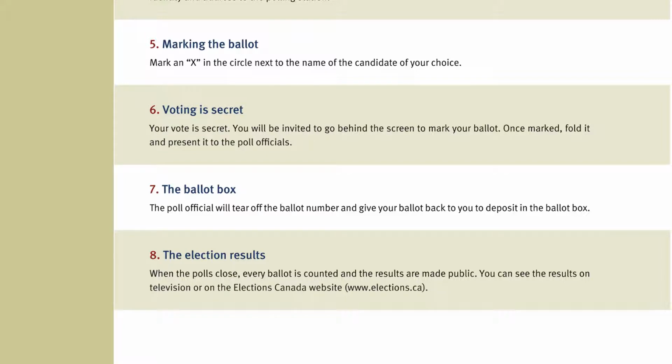Once marked, fold it and present it to the poll officials. At the ballot box, the poll official will tear off the ballot number and give your ballot back to you to deposit in the ballot box. When the polls close, every ballot is counted and the results are made public. You can see the results on television or on the Elections Canada website, www.elections.ca.